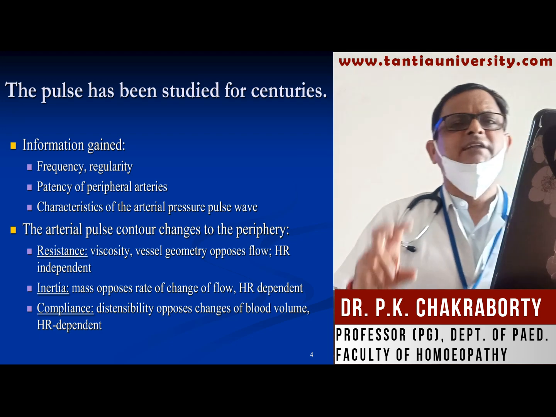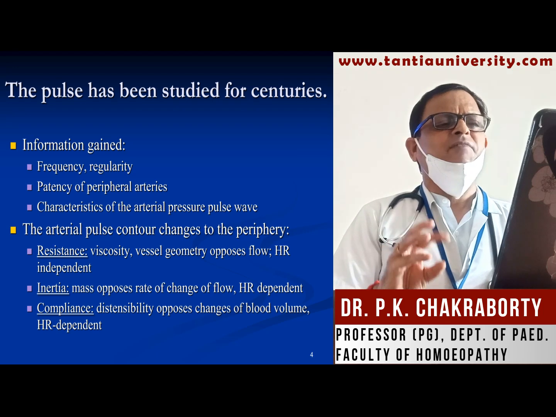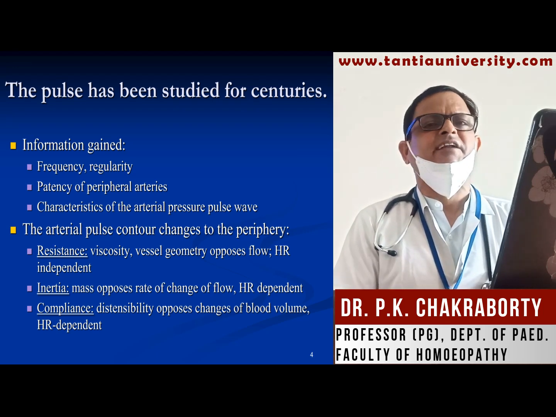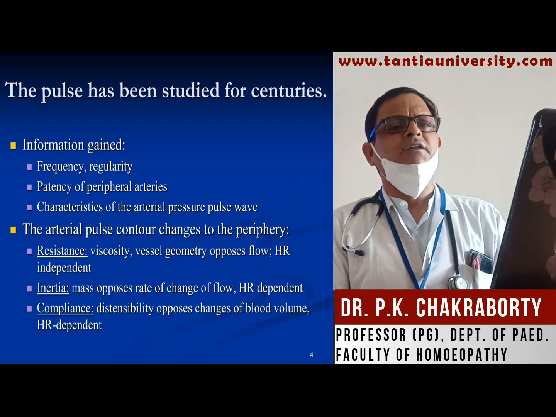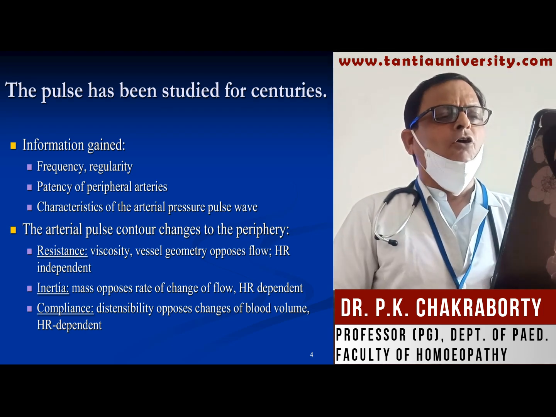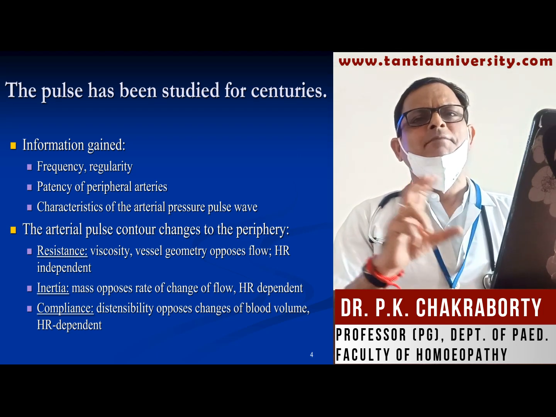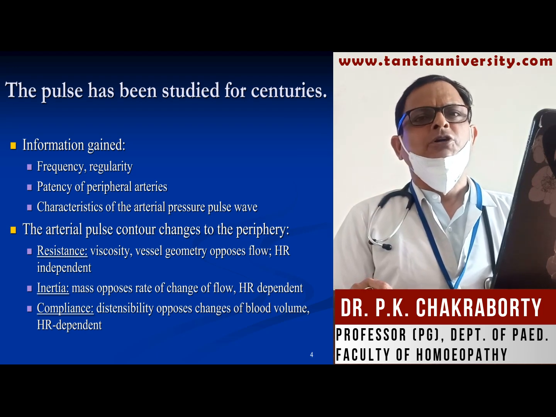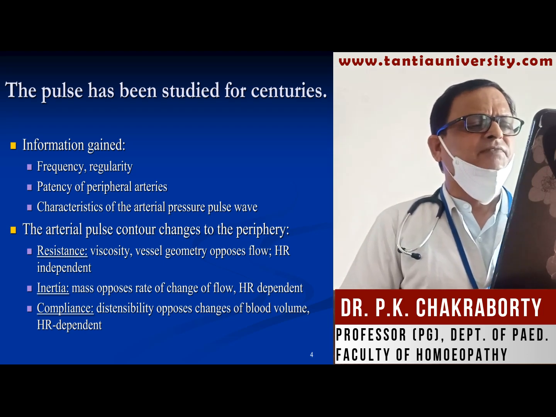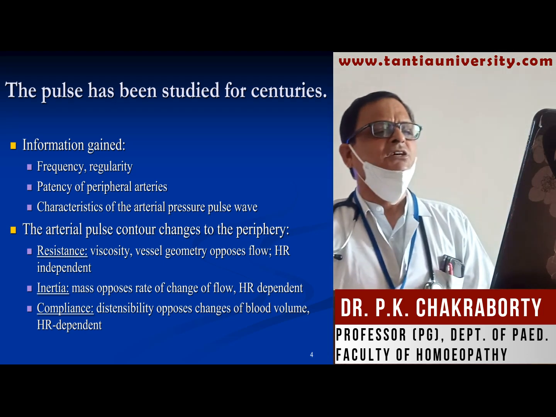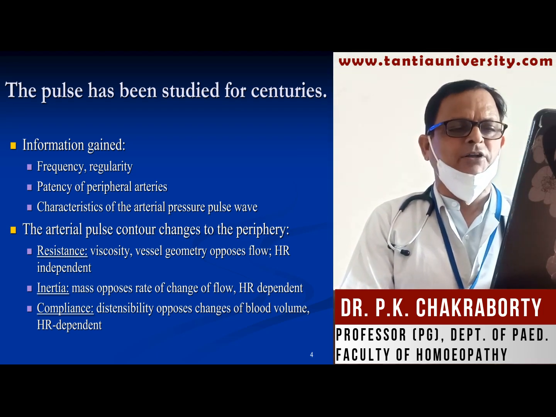That will give you information about resistance, that is, velocity and vessel geometry opposing flow, which is heart rate independent. The heart rate dependent factor is called inertia, which opposes the rate of change of flow. It depends upon the dynamics of the blood flow. Hemodynamics differ, and then heart rate differs. Another heart rate dependent factor is distensibility, that is, changes of blood volume, which opposes the blood volume.